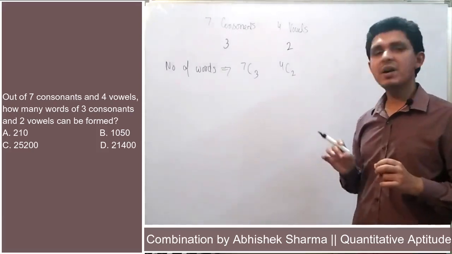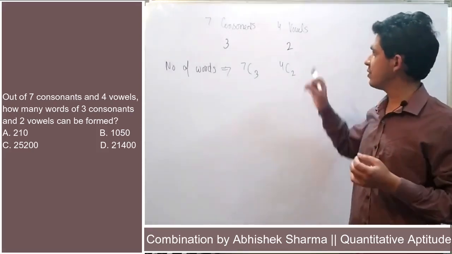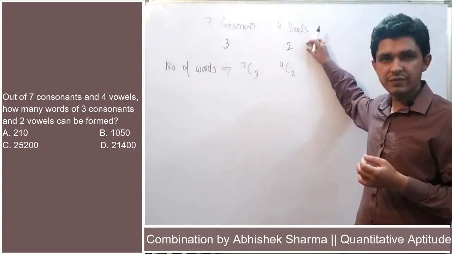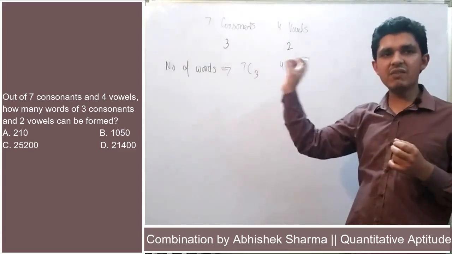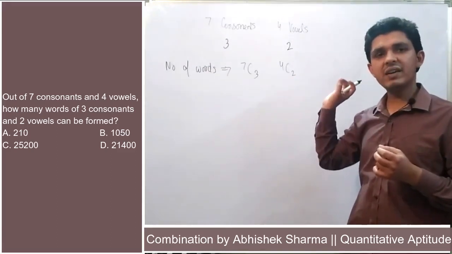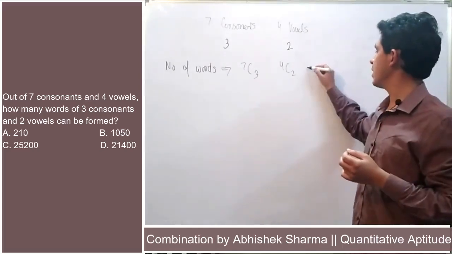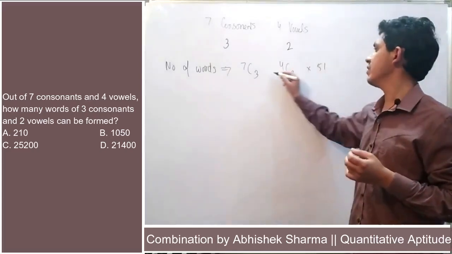So the selection part has been done. Now we have selected 5 letters. And arranging these 5 letters, because we have to tell how many words can be made, 5 letters can be arranged in factorial 5 ways. So just multiply this by factorial 5 ways.